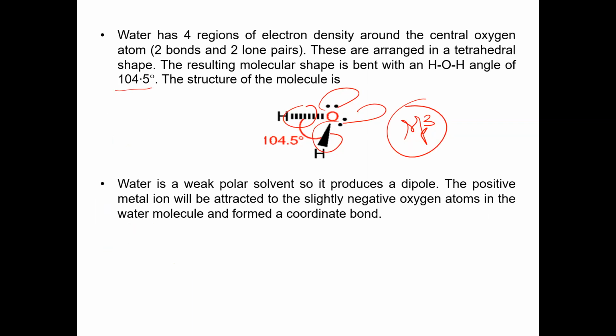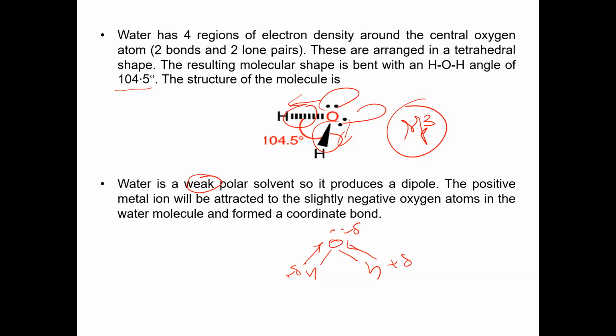And the second: water is a polar solvent, so it produces a dipole, right? Because of the electronegativity difference, the oxygen pulls the electron density of hydrogen towards itself. So there can be a dipole generation like this.